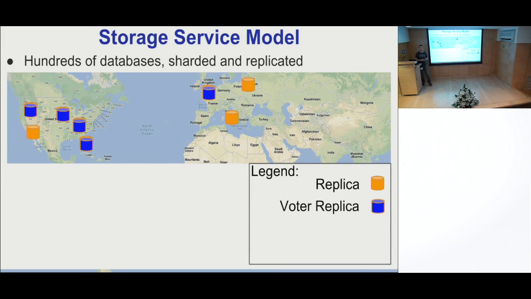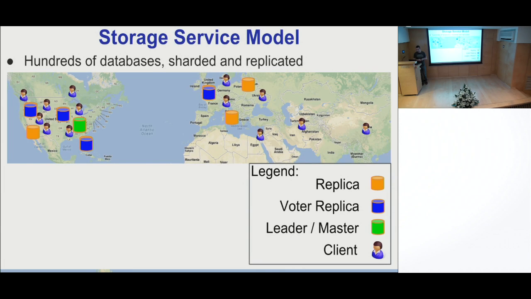Some of the replicas have a special role. They vote on commits. For example, in Paxos, you may be familiar with acceptors, or followers in Zookeeper. So these are the blue servers. They are voters. And one of them is the leader. It coordinates the replication. It does things like locking, transaction management, and so on. And then there are, of course, clients all over the world.